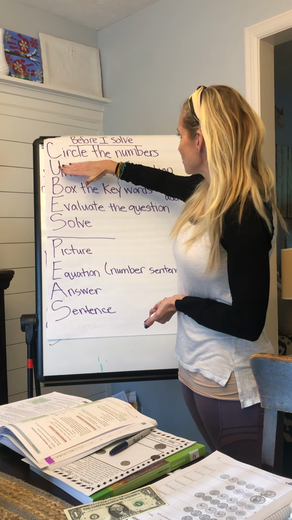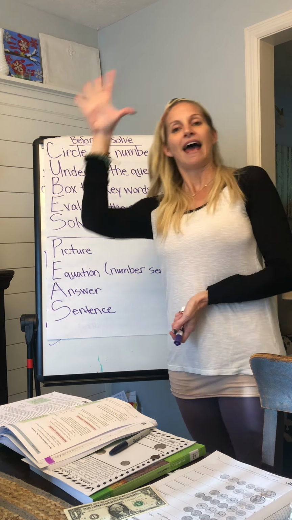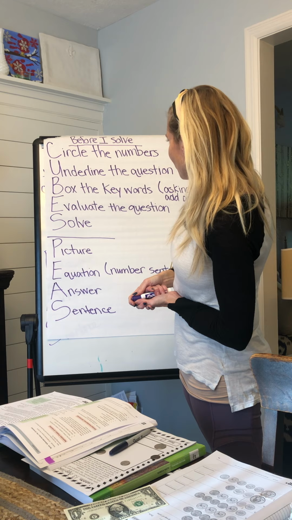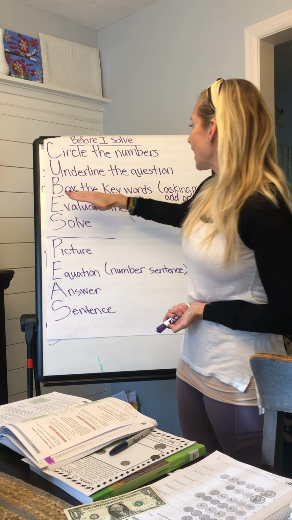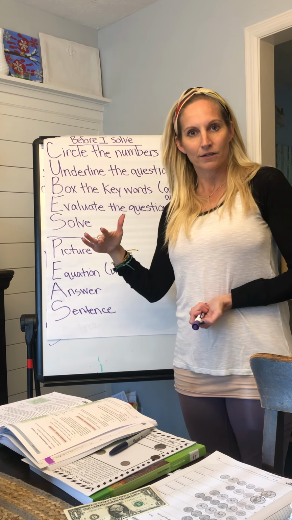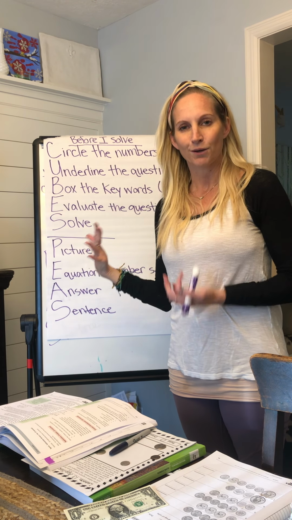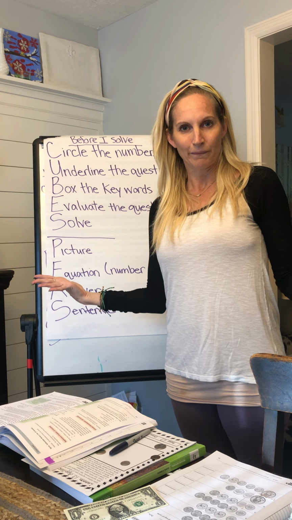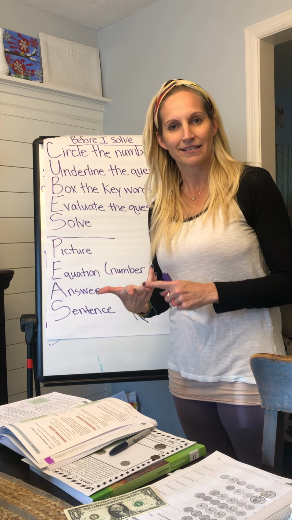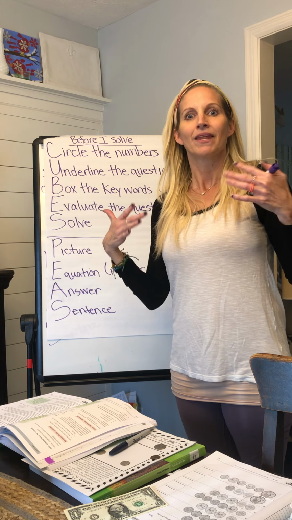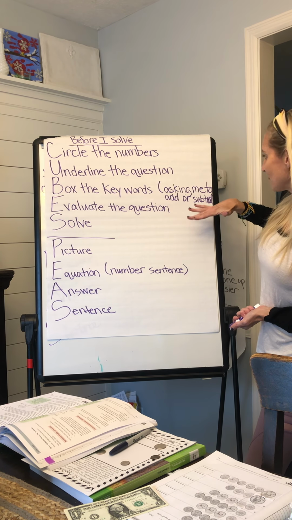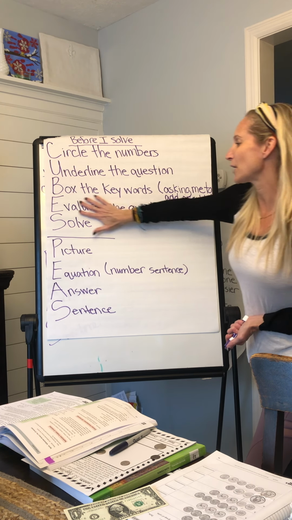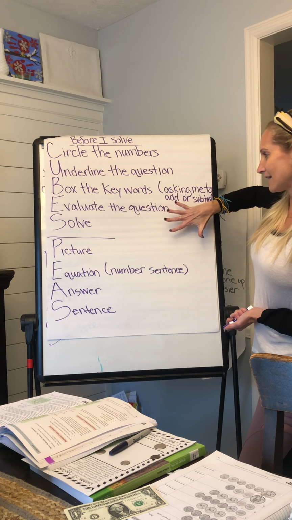So before you do anything with word problems, remember that CUBES is what we look at. And for CUBES, the first thing you do, after you read the problem, is circle any numbers that are in the problem, then you underline the question that is in the problem, and then you box any keywords. And your keywords are going to tell you, what are you going to do to solve the problem? Are we adding? Are we subtracting? That keyword is helping you solve that problem, right? Is that problem asking me to add or subtract?